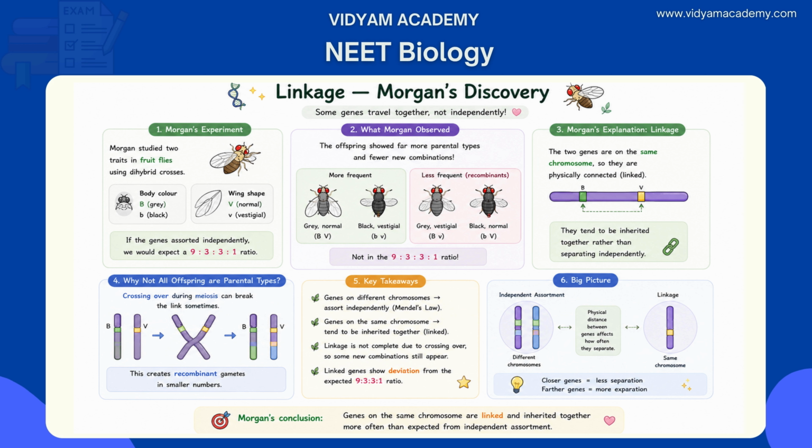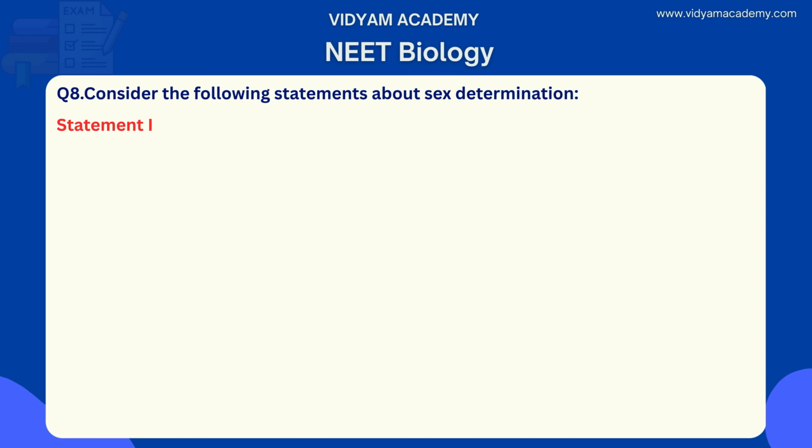When genes are on different chromosomes, they assort independently, based on Mendel's law. But when on the same chromosome, they are linked and co-inherited. However, linkage is rarely complete. Crossing over during meiosis I can break the physical connection between linked genes and create recombinant gametes, which appear at a frequency proportional to the distance between the genes on the chromosome. So two genes located on the same chromosome, linked and tending to be inherited together rather than independently, is the right answer. Next, let's move to question number 8.